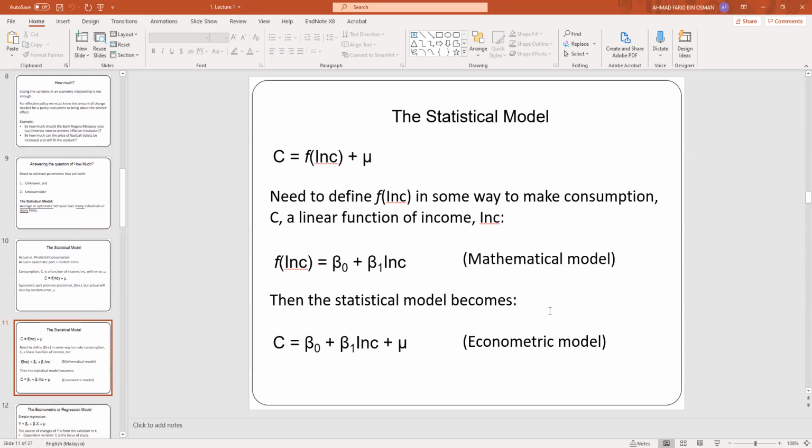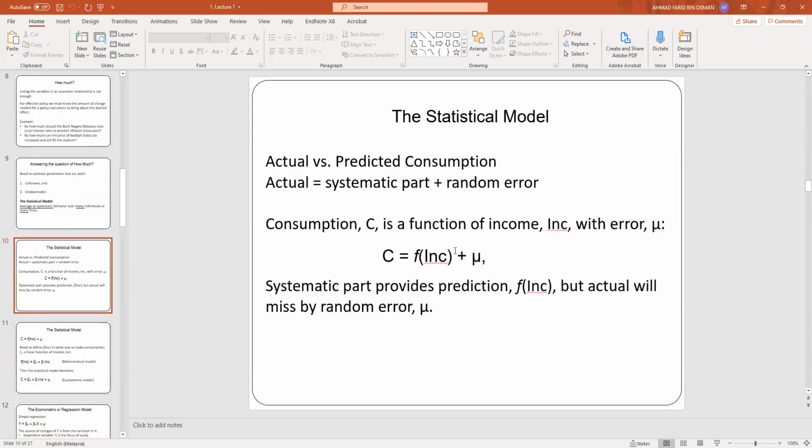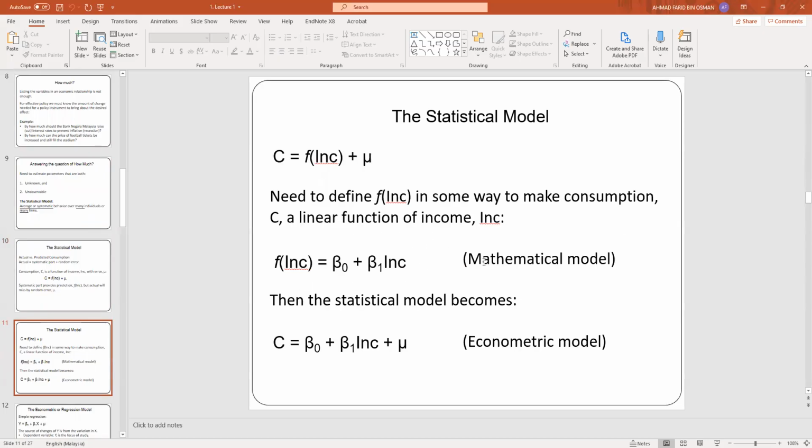Okay, now this is what we call an econometric model, because we have the estimate plus the error term. And then we need to define the function of income. We need to define the function for the systematic component, the systematic part, in some way to make consumption C a linear function of income. So let's say we consider a linear function. But in an econometric model, it's not necessarily linear, so it's also possible that we use a non-linear equation for the systematic part.